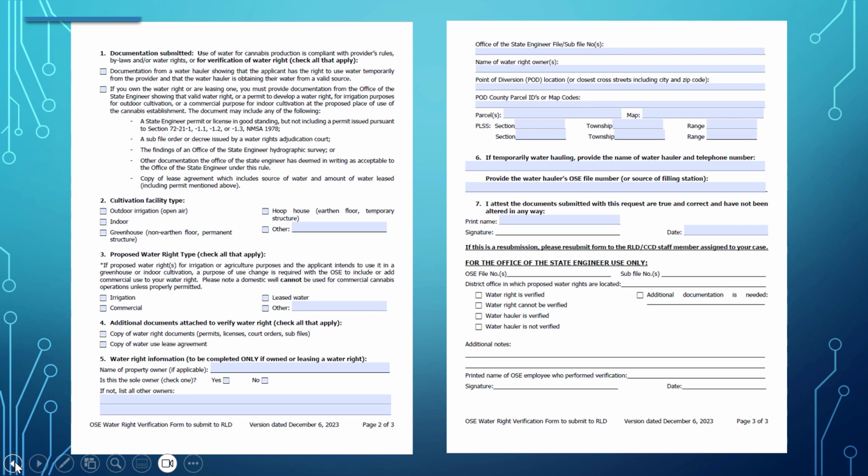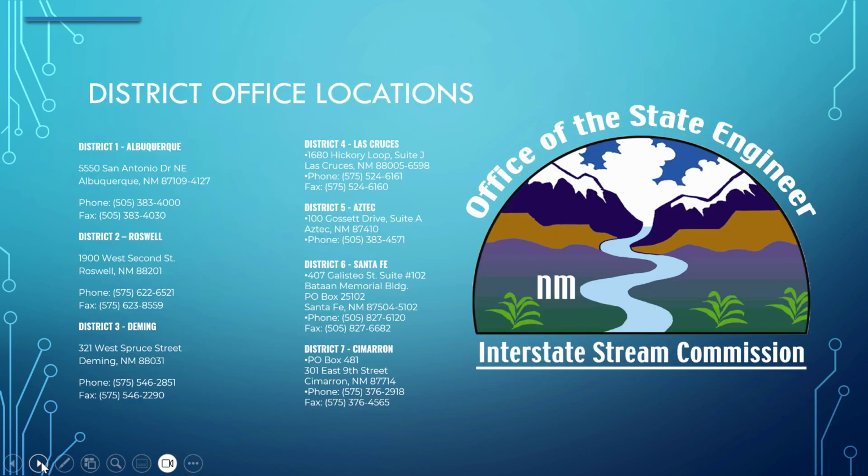And if it's a resubmission, you can resubmit the form to a staff member that you're working with at the Cannabis Control Division. So we have 7 district offices. There is a map on the OSC website, which you can determine which district office the water right resides in, and that would be the point of diversion location. And the district addresses are on this page, the location page of the Office of the State Engineer.